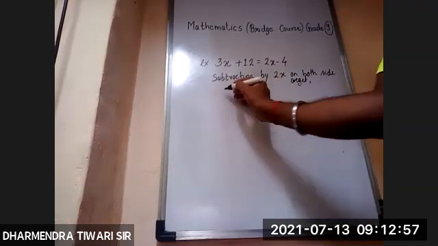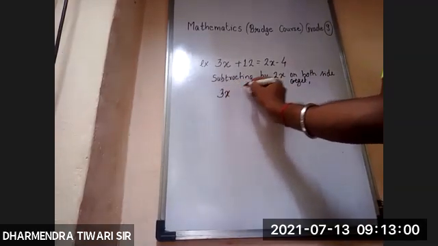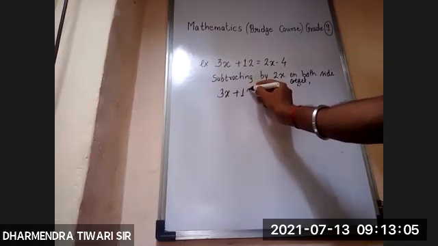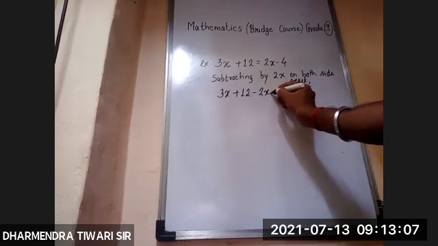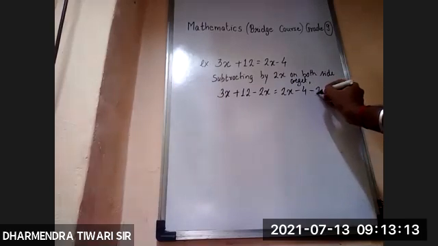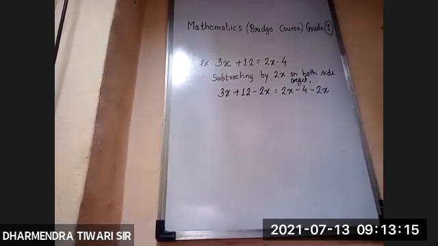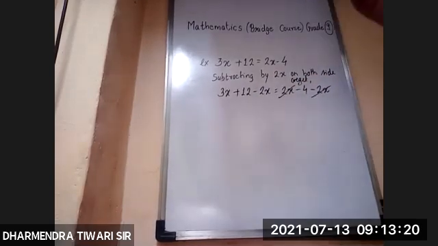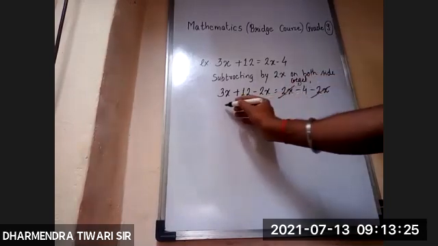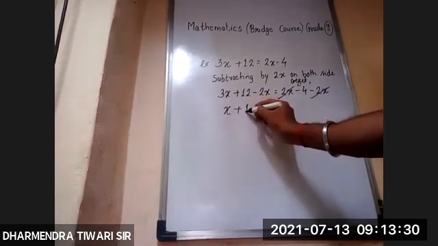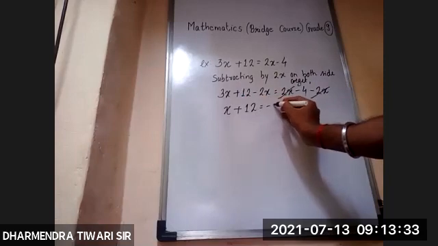We get 3x plus 12 minus 2x is equal to 2x minus 4 minus 2x. So you can see this 2x, the same term on the same side with opposite sign, gets cancelled out. What remains? 3x minus 2x is x plus 12 is equal to minus 4.